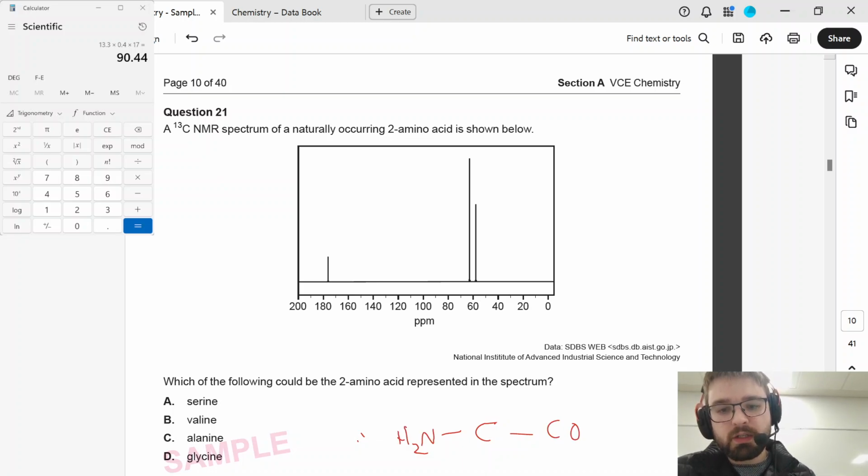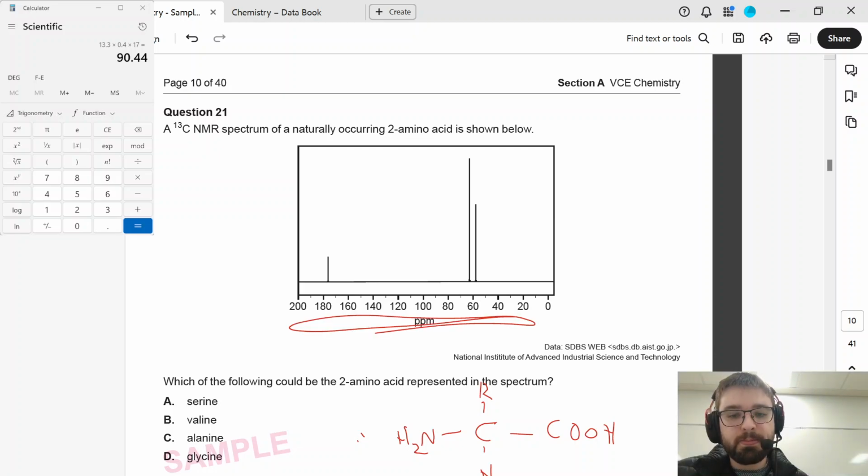An amino acid at its core is going to look like this and have an R group. Now we see 3 environments in this R group. So, sorry, we can see 3 environments in this spectrum here. We currently have 2 in this one here. So that means that R must have 1 carbon environment in it. So let's have a look.